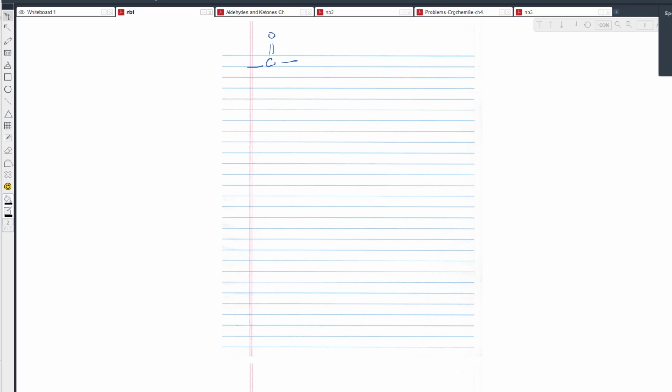C double bond O. And the carbonyl group is present in ketone and aldehyde. It is an aldehyde if one free valency of carbon is occupied by hydrogen, maybe both sides hydrogen, but at least one side hydrogen. And this one is going to be called ketone if both sides of the free valencies are occupied by carbon, carbon. Then it is going to be ketone. So that's the difference between aldehyde and ketone.